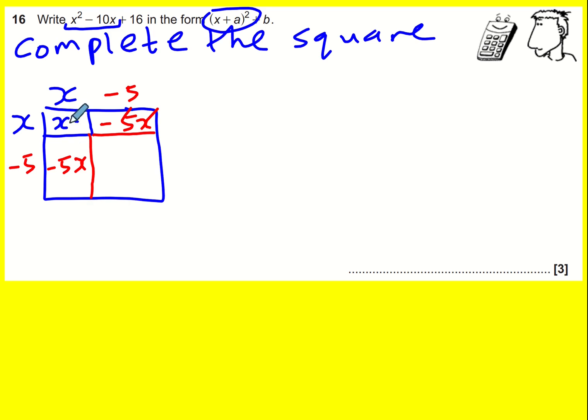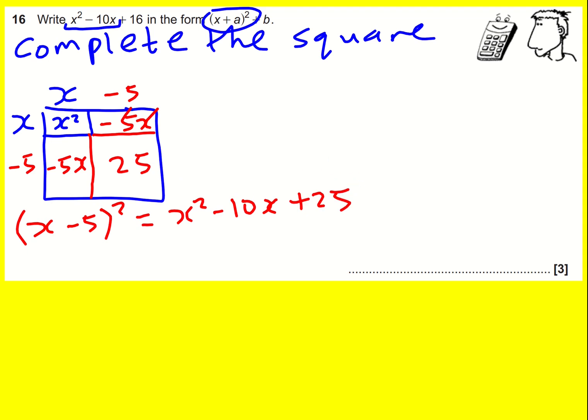So I've got my x squared, and I've got my minus 10x, I've got this underlying bit, but in my square I'm going to get an extra thing, this thing here, and that's going to be my minus 5 times my minus 5, which is 25. So what we have just shown is that x minus 5 all squared is equal to x squared minus 10x plus 25.